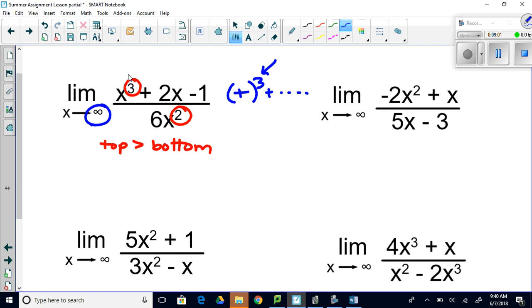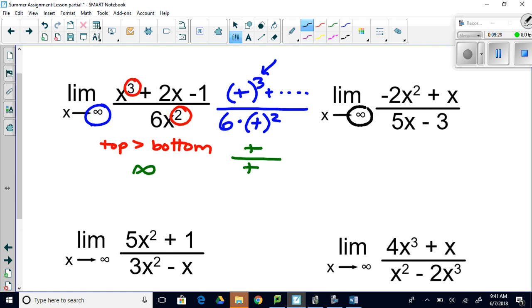So I have a really big positive number cubed, and then I have 6 times a positive number squared. Well, ultimately, I'll have a positive number on top and a positive number on the bottom, so I know that this limit will be positive infinity. You can always check this on your calculator. The graph should be going up as x goes to the right. All right, so let's look at the next one.